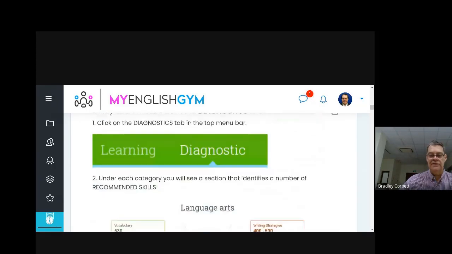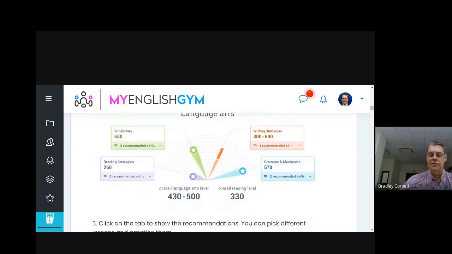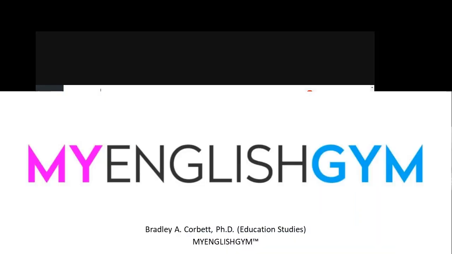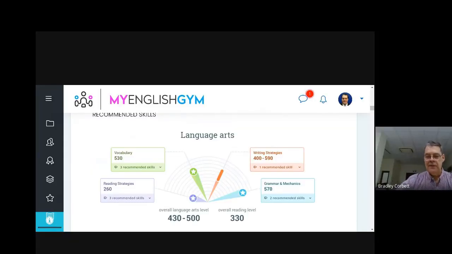So in My English Gym, we provide instructions about how to access the program. It's very important that only the student accesses this program. It uses artificial intelligence to understand the individual student's strengths and weaknesses. So if somebody else uses the program, then it's going to create a huge problem because the system will get confused and think that the student has different skills than they actually do.